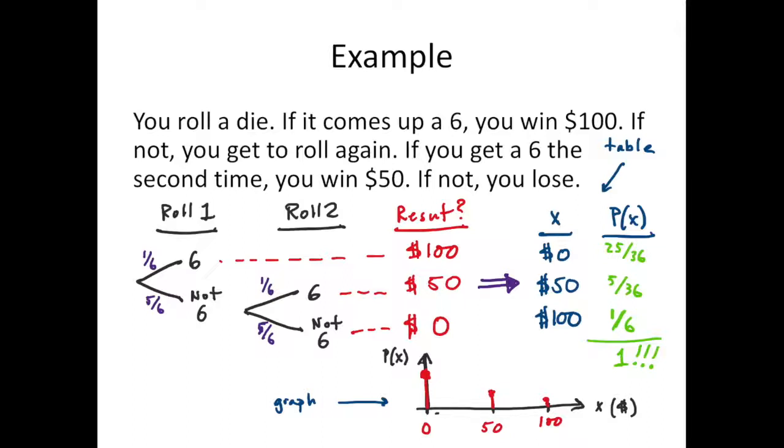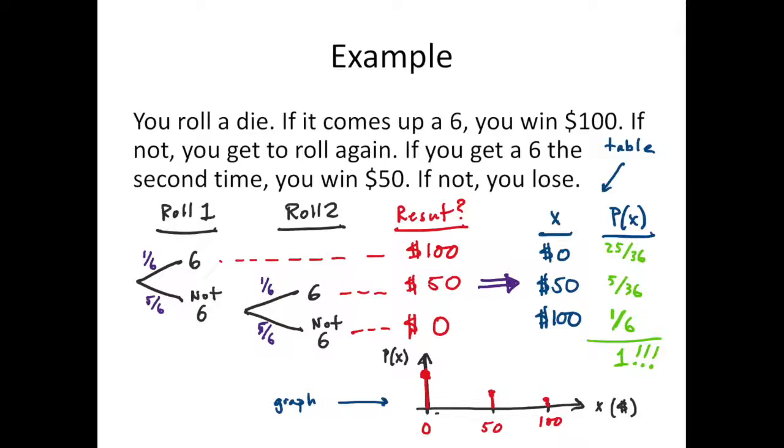So on the far right of this slide, I have my table where the first column is lowercase x. Those are the values that my random variable can take on, 0, 50, and 100. Now, how do I find p of x, the second column there? That's the probability mass function. Well, looking back at my tree diagram, I labeled each branch with the likelihood there. So on roll 1, the probability of getting a 6 is 1 out of 6, and the probability of not getting a 6 is 5 out of 6.